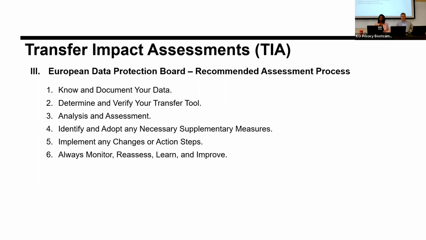So the European Data Protection Board has recommended a 6-step process for implementing these transfer impact assessments. Those steps are know and document your data, determine and verify your transfer tool, analyze and assess, identify and adopt any necessary supplementary measures, and then implement any changes based on those supplementary measures that are necessary. And the real important one that often gets forgotten is to always monitor, reassess, learn, and improve.